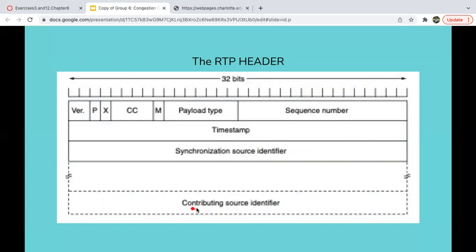Then after that, you have the contributing source identifier. These are used when mixers are present in the studio. In that case, the mixer is then the synchronizing source.